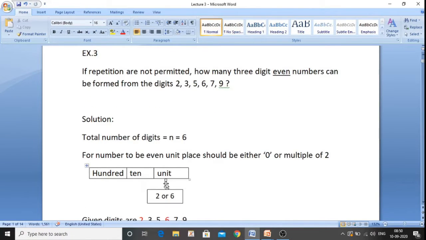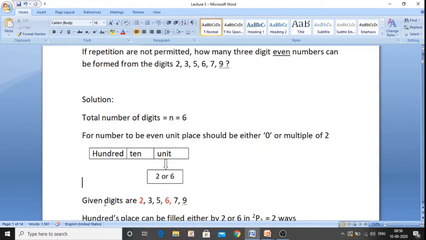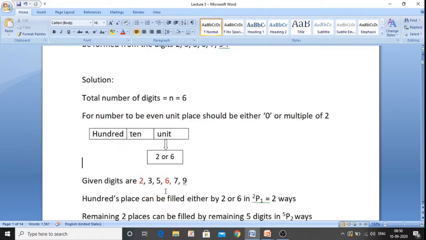So for the number to be even, the unit place should be either a 0 or a multiple of 2. Now we keep in mind the table of 2. In the table of 2, 2 ones are 2, 2 twos are 4, 2 threes are 6, 2 fours are 8 and 2 fives are 10. That means all the numbers in the unit place in the table of 2 are either a 0 or a multiple of 2. Now our given digits are 2, 3, 5, 6, 7 and 9. Out of these, which are even numbers or multiples of 2? That is 2 and 6. So this unit place can be filled either by 2 or by 6.